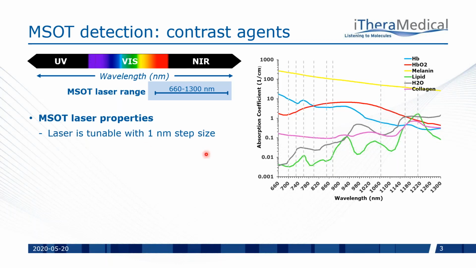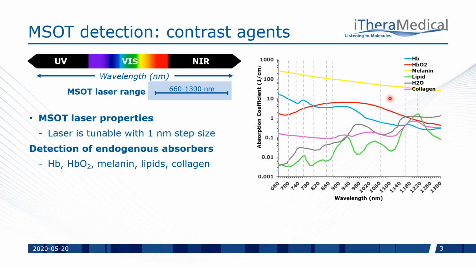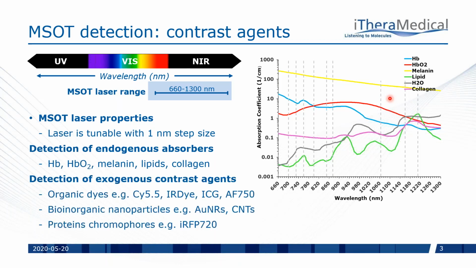As you can see here, the spectra for those absorbers within the system, which include Hb, HbO2, melanin, and in the further near-infrared window, lipids and collagen. It also allows the detection of exogenous contrast agents, which will be the focus of this webinar. And the general rule is that if it absorbs in this region, it will give signal.